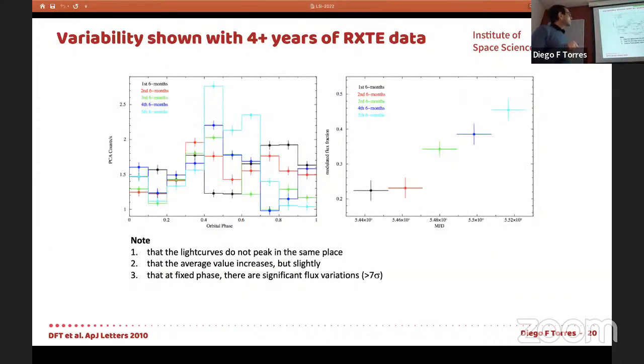Here, these are the counts in X-rays, and this is the orbital phase, for different 6 month periods. The data cover more than 4 years, so we cut the data in periods of 6 months. We can see that there was a lot of variability in the light curves already. So something was going on also on longer time scales. You can see, for instance, here that the modulated flux fraction was increasing.